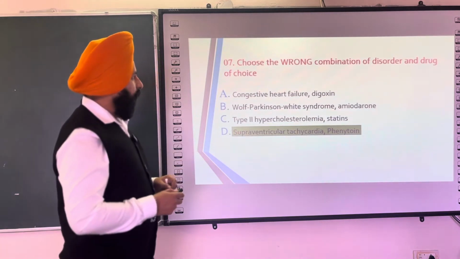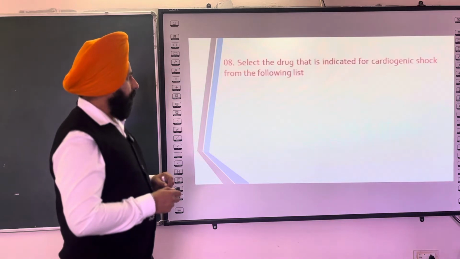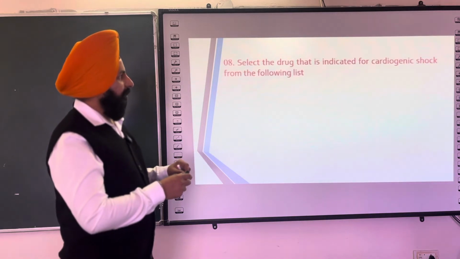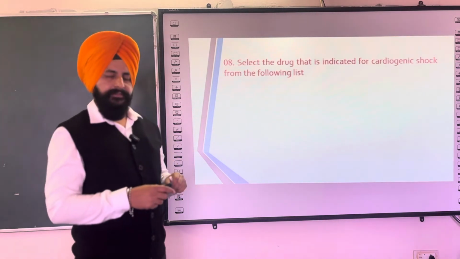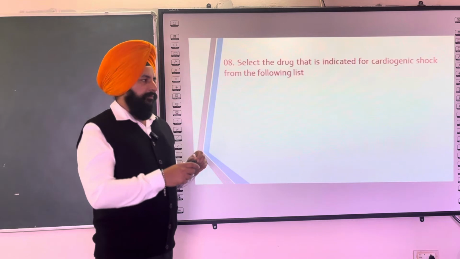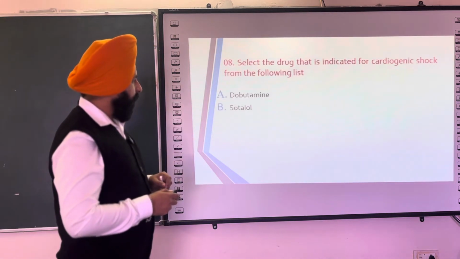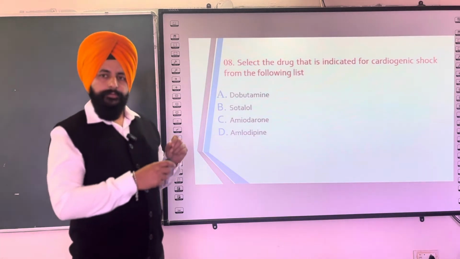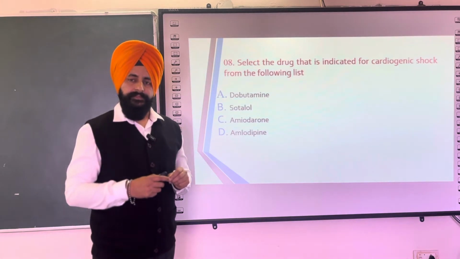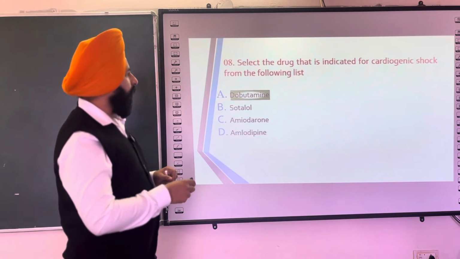Now the next question for this series in the Pharma Learning channel is: select the drug that is indicated for cardiogenic shock from the following list. The options are dobutamine, sotalol, amiodarone, and amlodipine. You can choose the correct answer for this question. The correct answer is dobutamine.